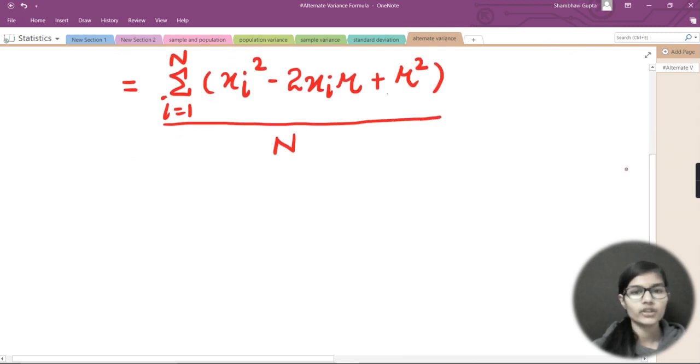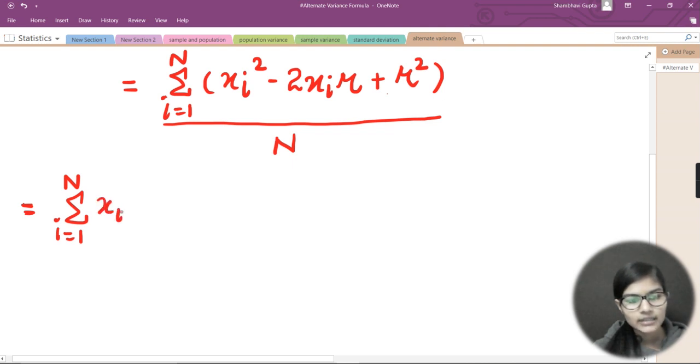This is the same. Now I'm going to split this sigma. So I'm going to write sigma i equals 1 to n xi square, then minus sigma i equals 1 to n of 2 xi mu, and I'm going to split it. Now let me write it from this side because it will be a little bit longer. So I'm going to write i equals 1 to capital N, and then xi square.